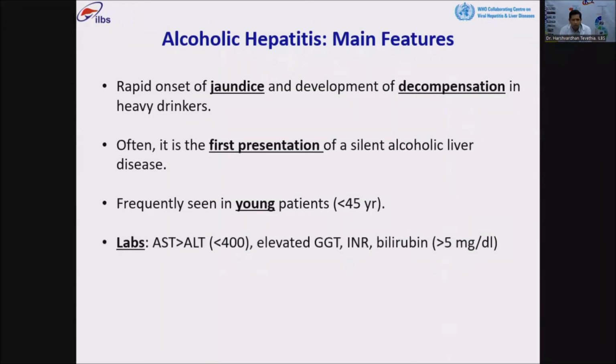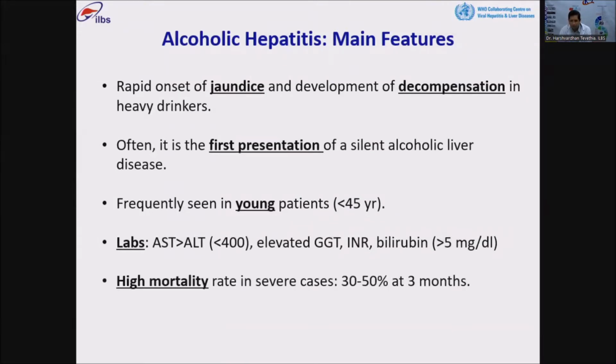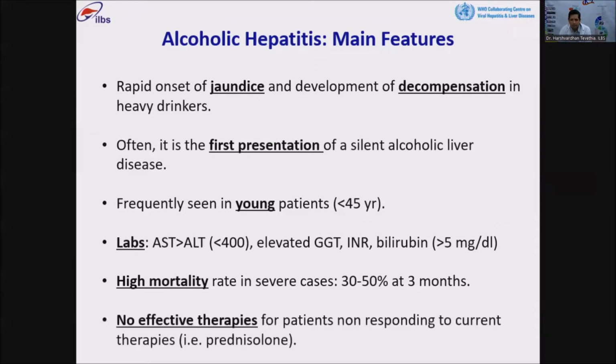When you need to diagnose somebody with alcoholic hepatitis, you use the laboratory parameters, which include an AST, ALT, or SGOT, SGPT of less than 400, an elevated gamma glutamyl transferase, an INR, and a bilirubin of more than 5. This also needs to be understood as an extremely critical condition which has a high mortality rate, close to 30 to 50% at the end of 3 months. Hence, there is importance in recognizing the disease, and in the treatment aspect of this disease.